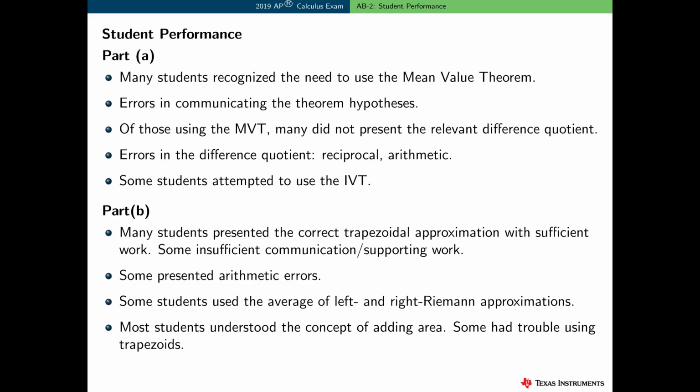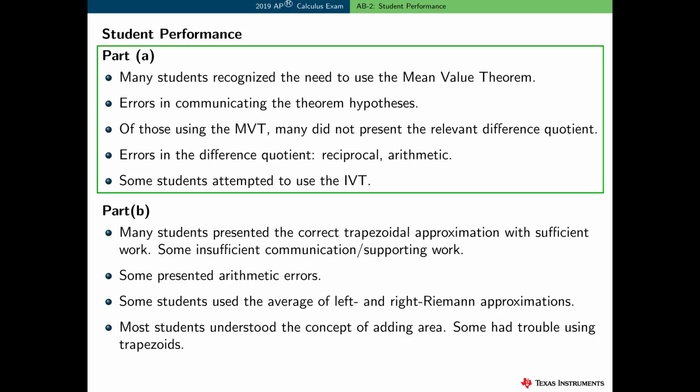Here are some general comments about student performance on this question. In Part A, many students recognized the need to use the mean value theorem. However, some students made errors in communicating the hypothesis, or simply did not state the theorem hypothesis. Some students failed to present the relevant difference quotient. And of those students who did present a difference quotient, unfortunately, there were some arithmetic errors, and some presented the reciprocal of the correct quotient.